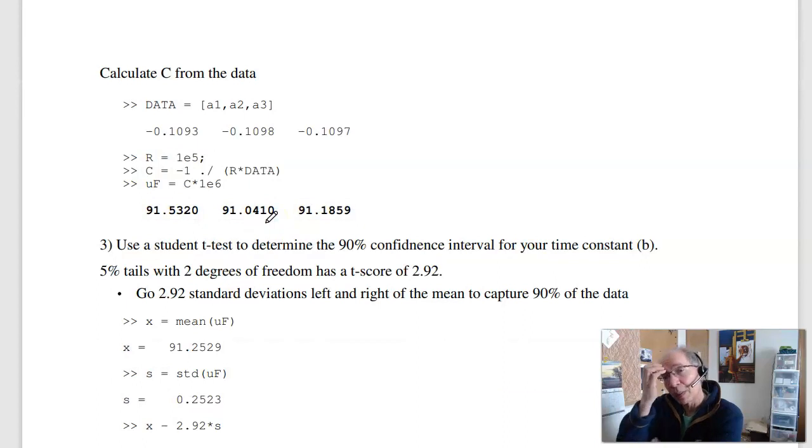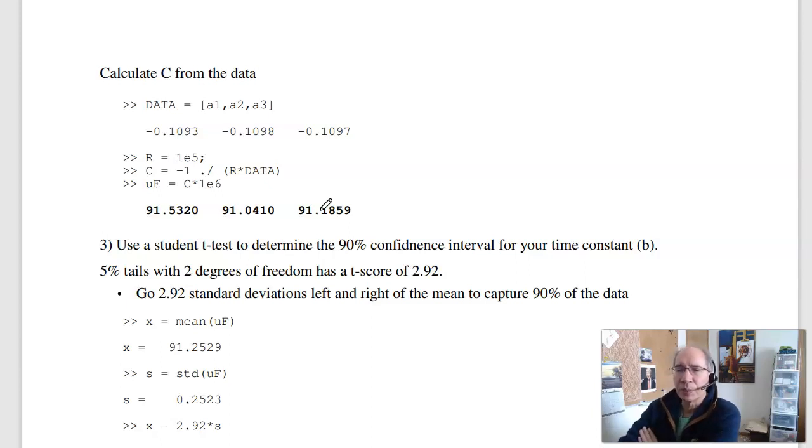Now, I want to calculate the capacitance. So here's my data. My resistance is 100K, and C will just be minus 1 over R times B. And it gives you 91.5 microfarads, 91.0, 91.1. It should be 100 microfarads, because that's the capacitor I used. It's off by about 8%, just because my sampling rate is actually 100 milliseconds plus the time it takes to send the serial data. So that's one of the reasons the data is off by a little bit. But that's what I measured.